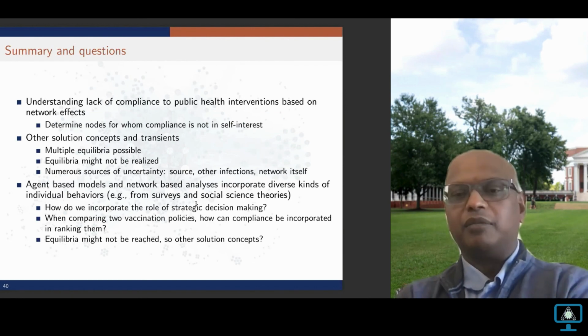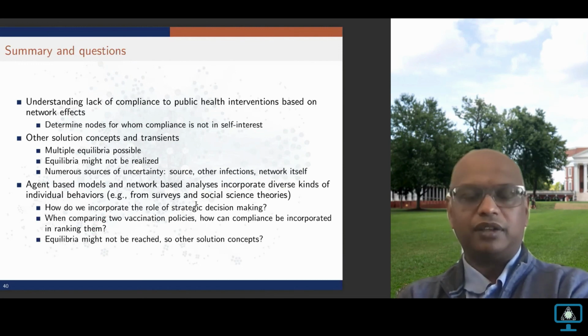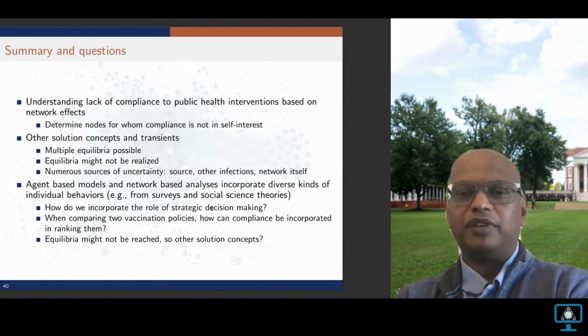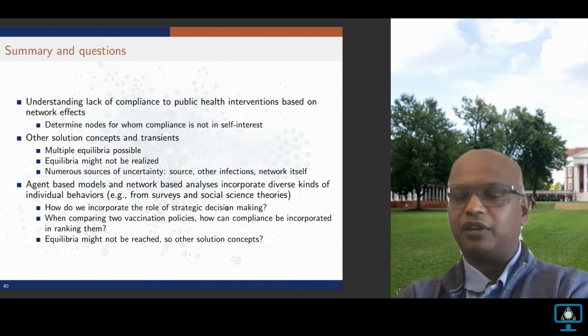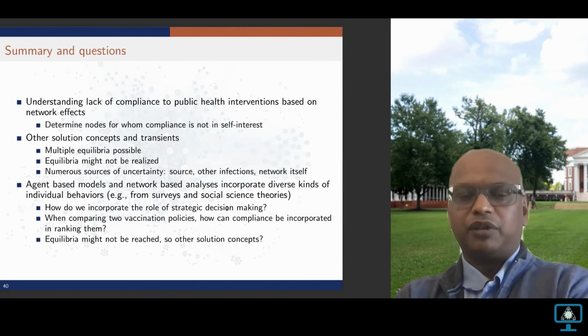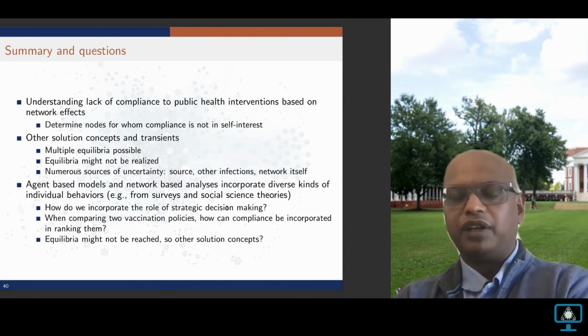When you model these individual behaviors from surveys and so on, you're imputing that you're expecting people to behave that way. How do we think about strategic behavior specifically, like if you're comparing two vaccination policies, age-based and maybe based on economic criteria? If you incorporate behaviors, you might get one kind of ranking, but if you look at compliance based on strategic considerations, maybe that ranking changes.